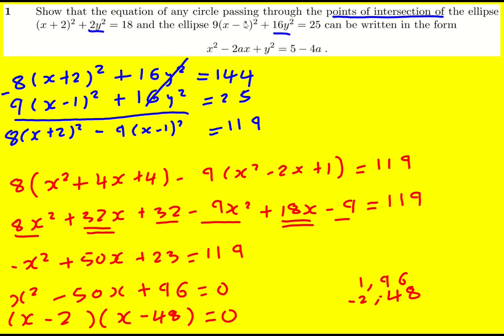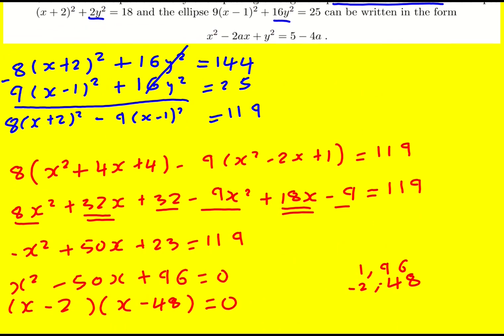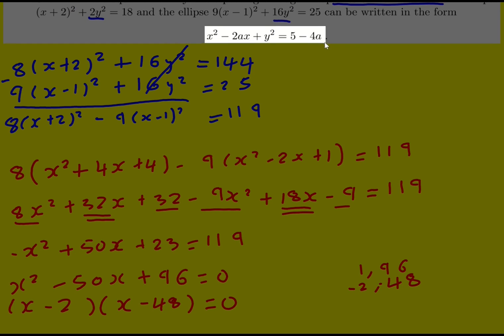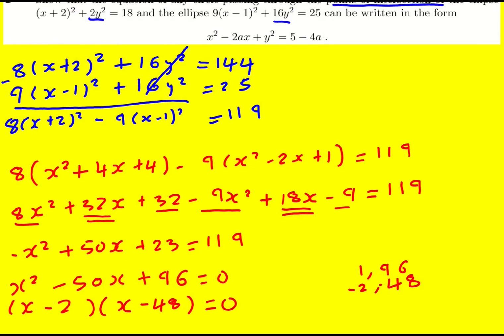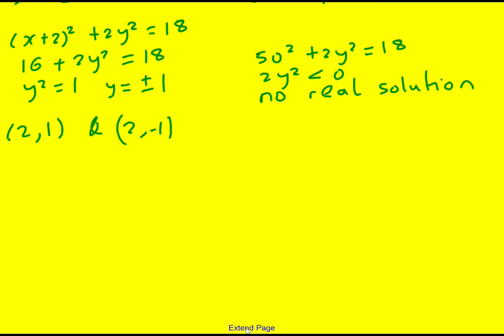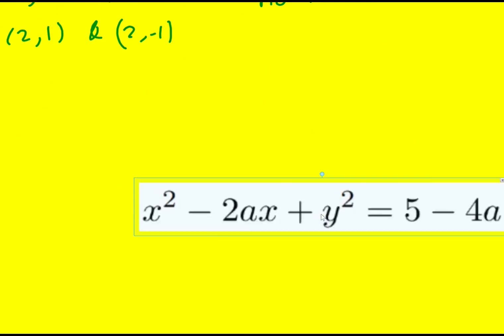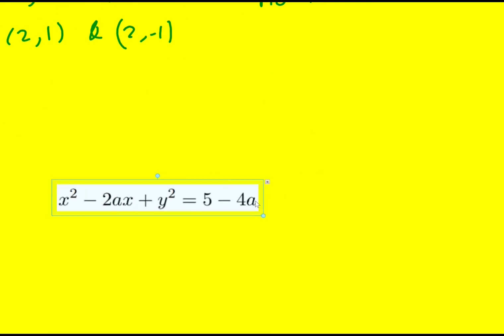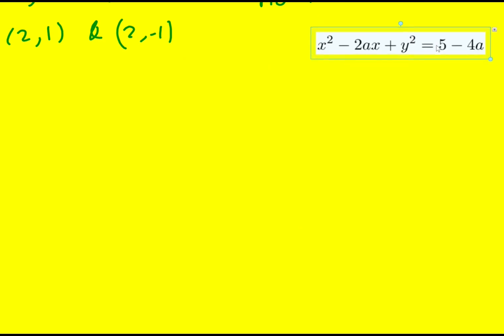We're trying to show now that a circle passing through these points of intersection has to be written in this form here. I'll just make a note of it. The ellipses are really out of the picture. It's all about the circle and the fact that it's got to go through 2, 1 and 2, minus 1.